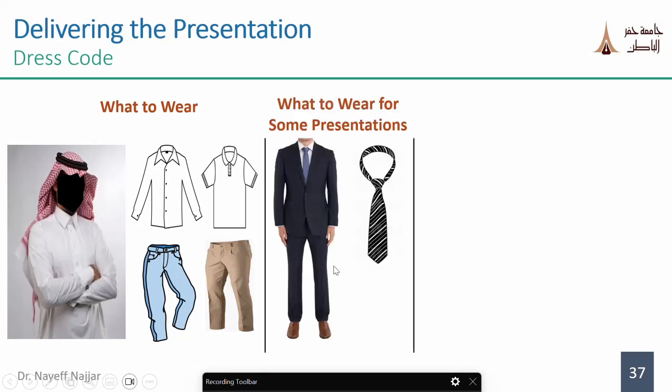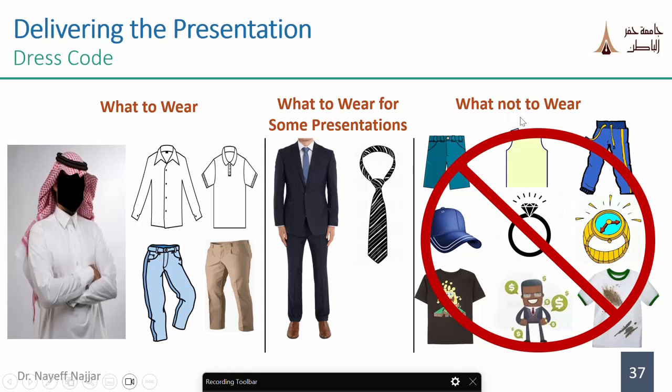In some presentations you need to go in a formal dress, but this usually is not the case in universities here in Saudi Arabia. You don't want to attend the presentation with a formal suit or a mishlah, for example. That's too much for the class. So be careful about that.